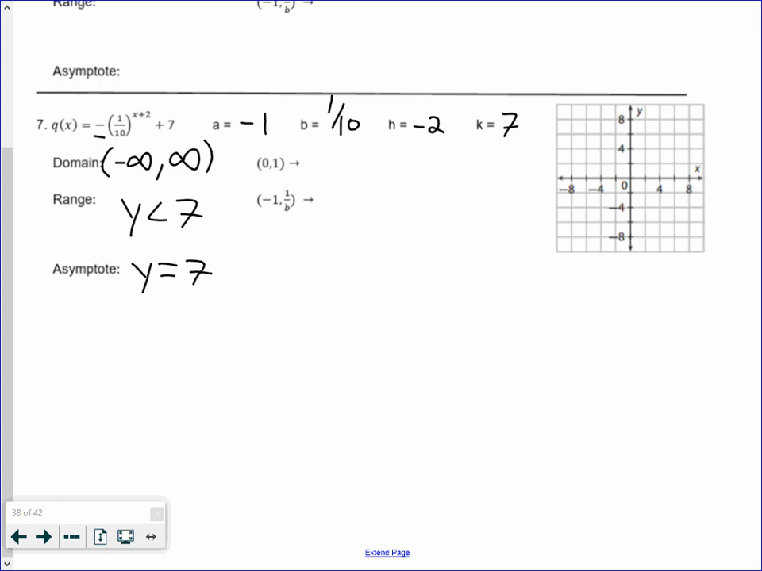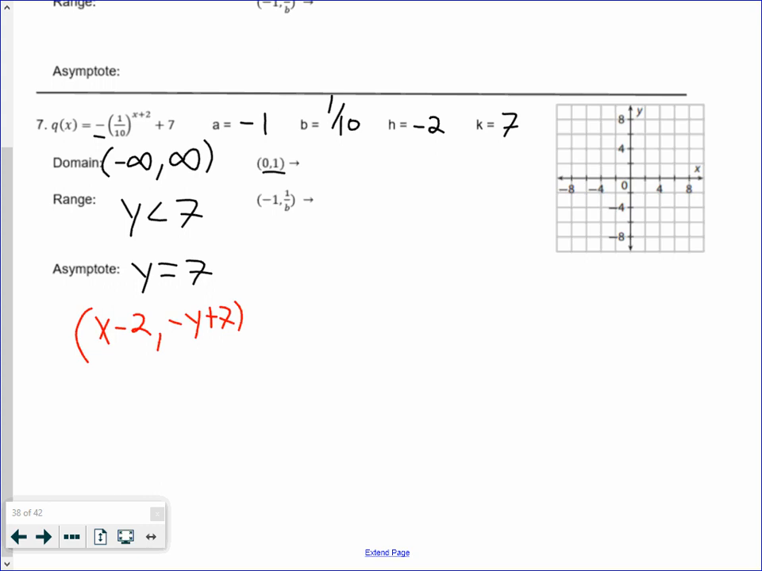And now we're going to do the same thing we did before. We're going to write out our transformation rule. So it's x plus h, so x minus 2. Then our a value of negative 1 times y, so it's ay plus k. So just write it as negative y plus our k value of 7. So that's our transformation rule.